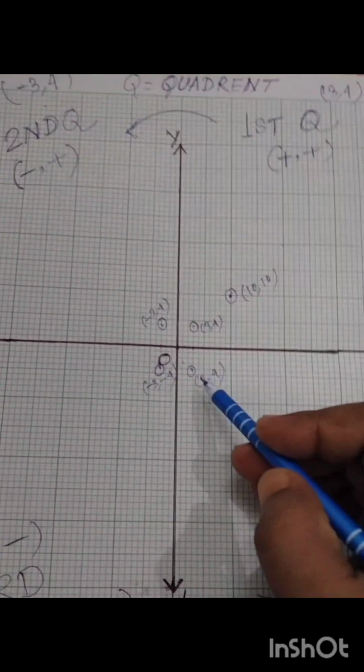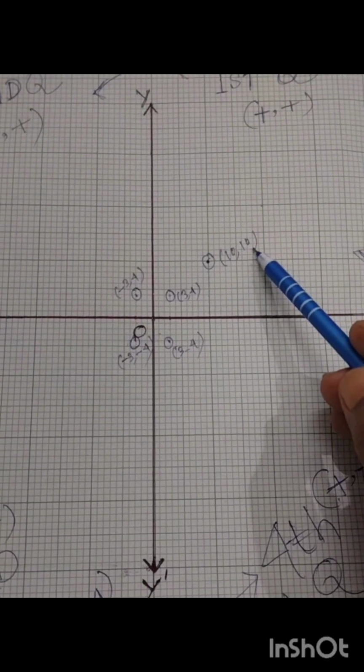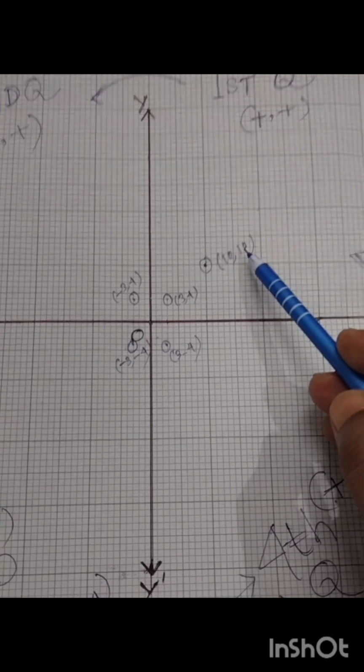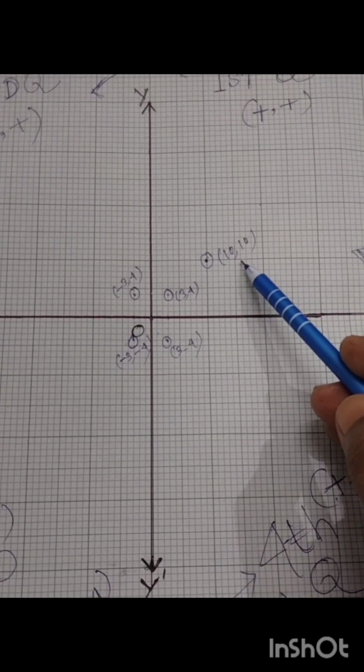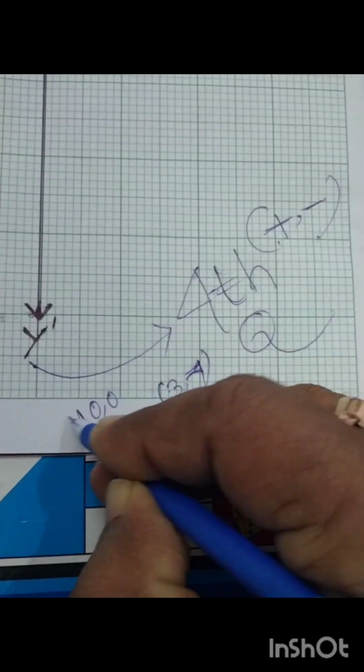These are called the coordinates: (3, 4), (3, -4). These are called the coordinates or Cartesian coordinates, after the name of the famous mathematician Rene Descartes. As the Latin form of Descartes is Cartesius, according to his name we call these Cartesian coordinates.